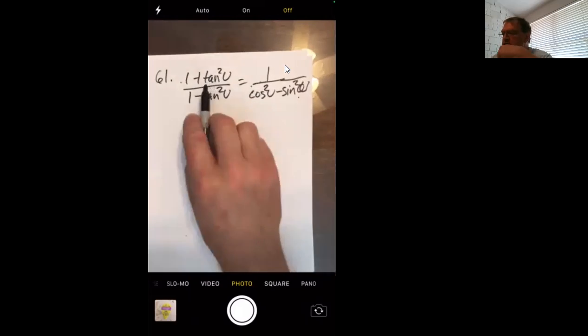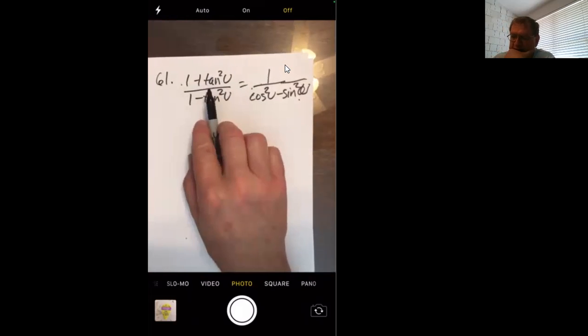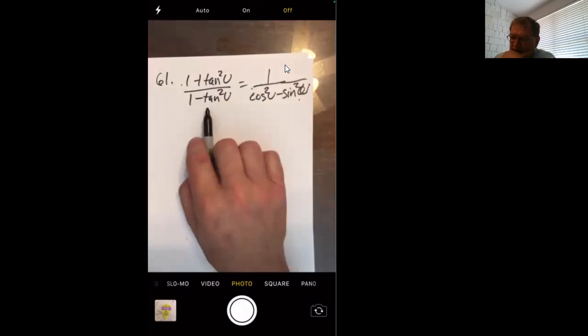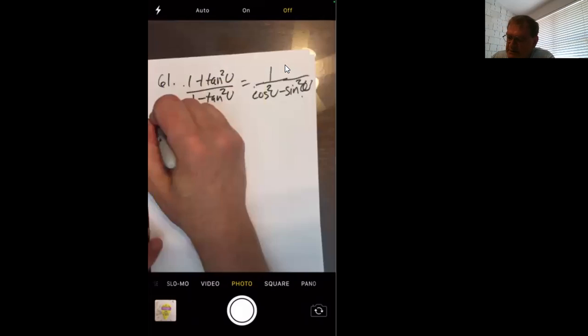I know 1 plus tangent squared is a secant squared. Could do that. That's a difference of squares, 1 plus tangent, 1 minus tangent. But all you've got is sines and cosines over here. I think I'll convert to sines and cosines.